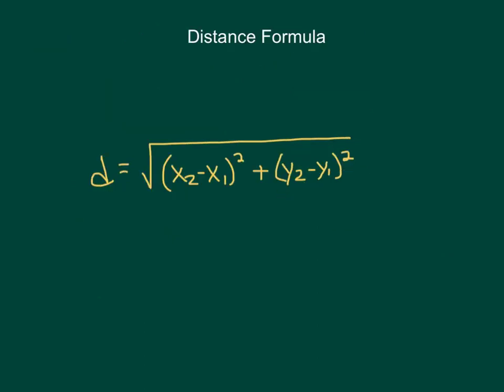The next type of problem we're going to be doing is using the distance formula. So this is when you're given two ordered pairs and you're asked to find the distance between those 2 points. So the formula is the square root of, take your two x values and subtract them, and then square it, and then the difference of your y's squared and add those together.